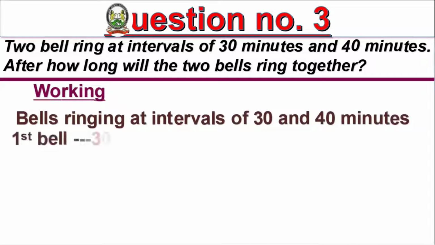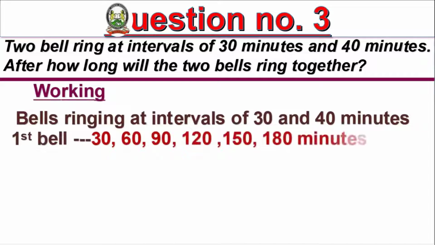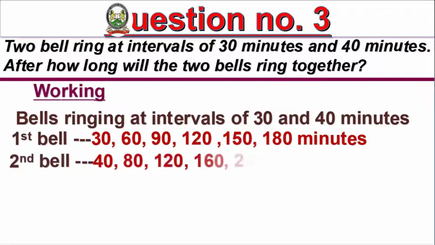So the first bell will ring at 30, then 60, 90, 120. Those are the intervals because it is counting by skip count of 30. So after every 30 minutes, it rings. So this bell will ring after 30 minutes, then the 60th, then the 90th, then the 120, then 150, then 180. Let us look for the second bell. So the second bell will ring after intervals of 40, then 80, 120, 160, 200. This is skip count by 40.